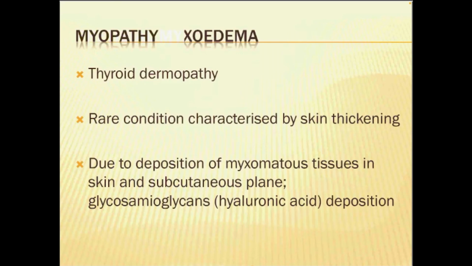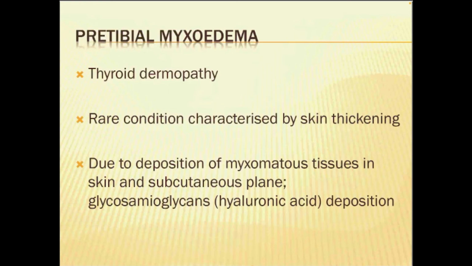So pretibial myxedema is also an important 5-mark question. This pretibial myxedema is nothing but a dermopathy. It occurs in the tibial region. Here it is a thyroid dermopathy. There will be extra skin thickening in that region, the pretibial region.